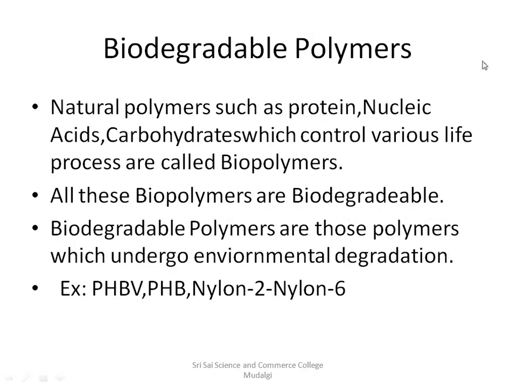As the name indicates, biodegradable polymers are those which biologically undergo degradation. Now, natural polymers such as proteins, nucleic acids, and carbohydrates, which control various life processes, are called biopolymers. Proteins, nucleic acids, or carbohydrates are nothing but biopolymers, which we know already, right? All these biopolymers undergo biodegradation, that is, they are biodegradable. Biodegradable polymers are those polymers which undergo environmental degradation. So hence they are called biodegradable polymers.